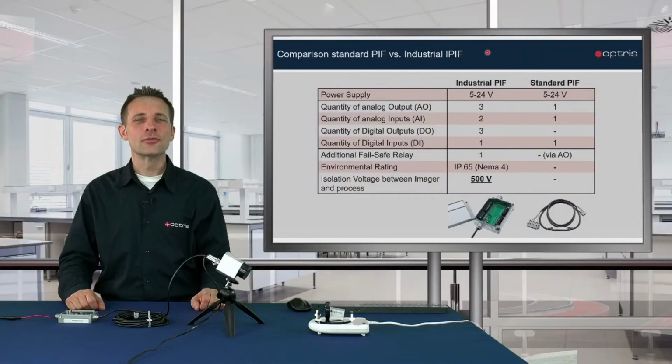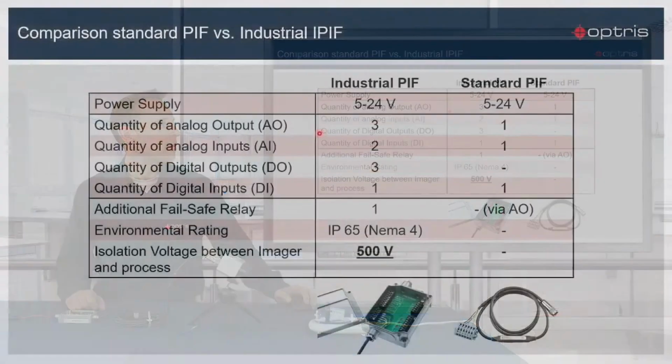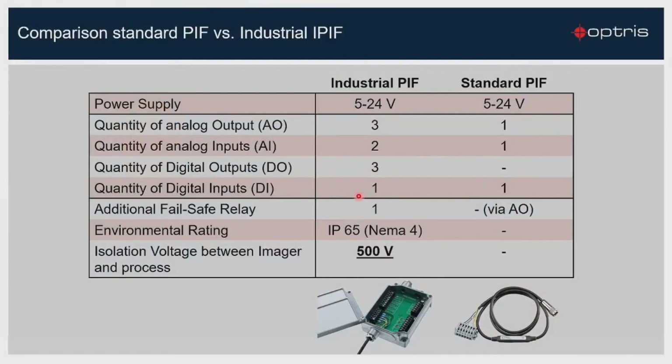Now let's have a look at the industrial process interface. With the industrial process interface, you can choose more in- and output channels. And you have an additional Failsafe Relay. You also have to use an external power supply of 5 to 24 volt.